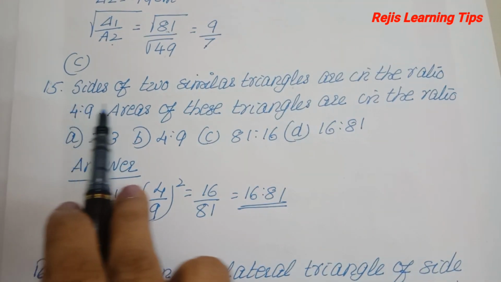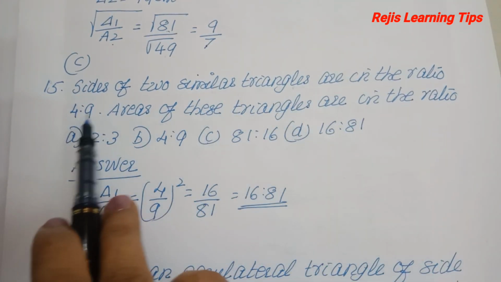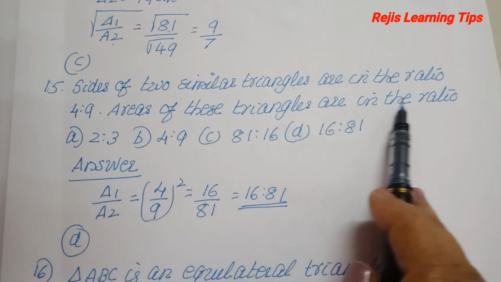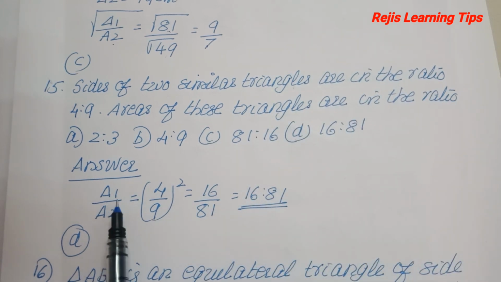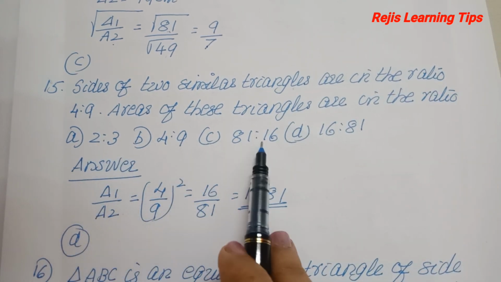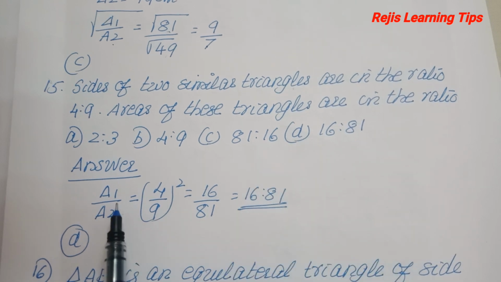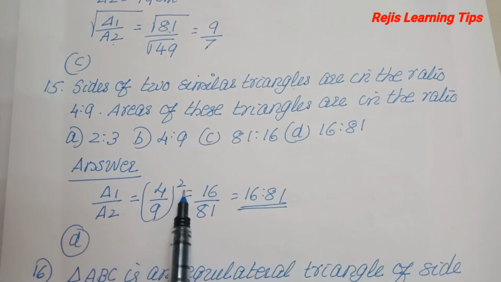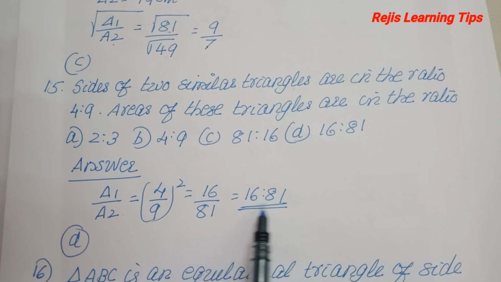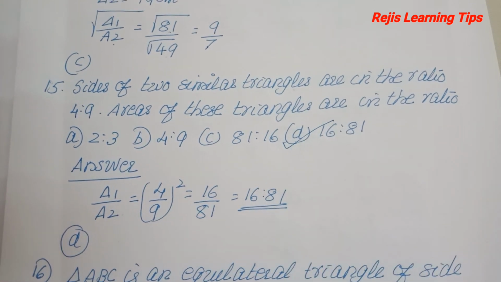Then 15th: the sides of two similar triangles are in the ratio 4:9. Then the areas of these triangles are in the ratio 2:3, 4:9, 81:16, or 16:81. So A1 by A2 is 4 by 9 the whole square, that is 16 by 81, that is equal to 16:81. So our option is D.